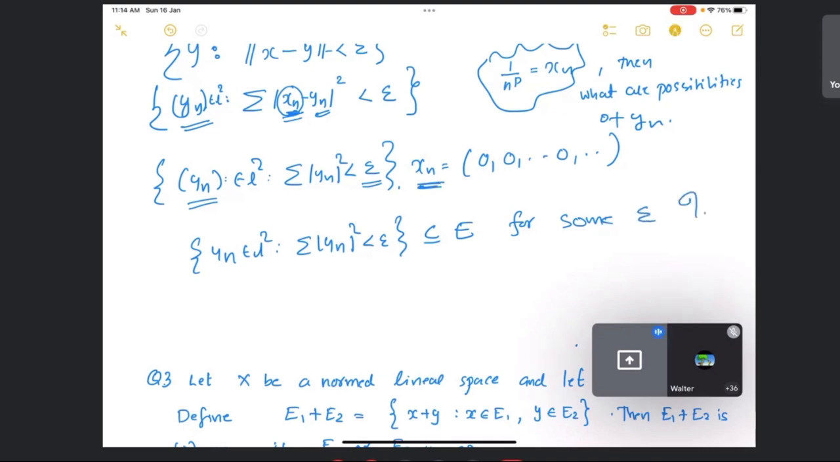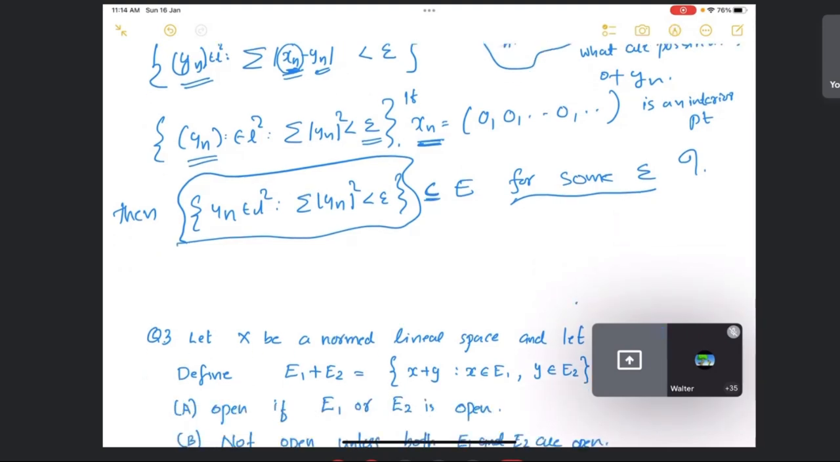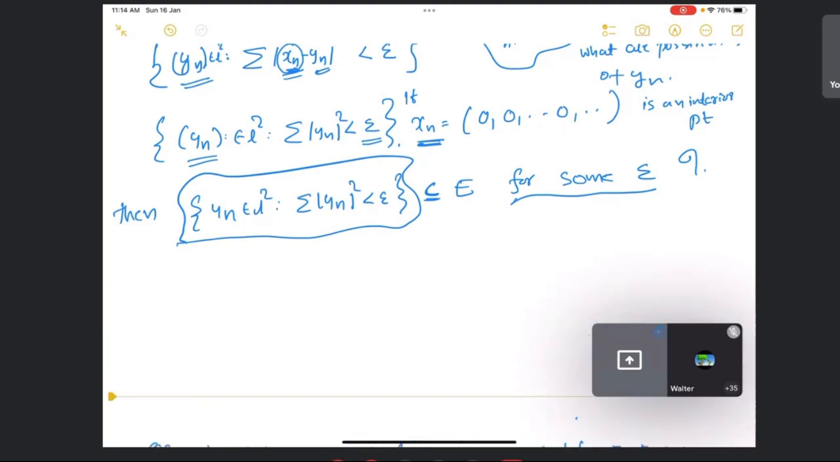If Xn is an interior point, then there exists at least one neighborhood, that is, for some epsilon this set should be contained in E. So can you tell me why this set cannot be contained in E?